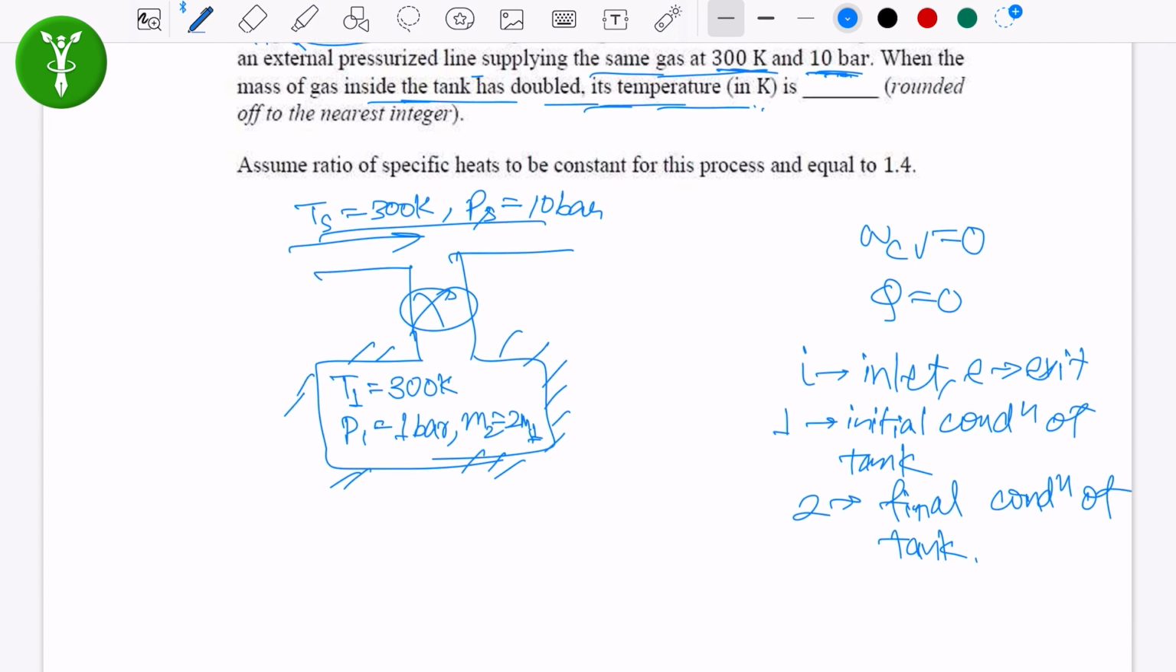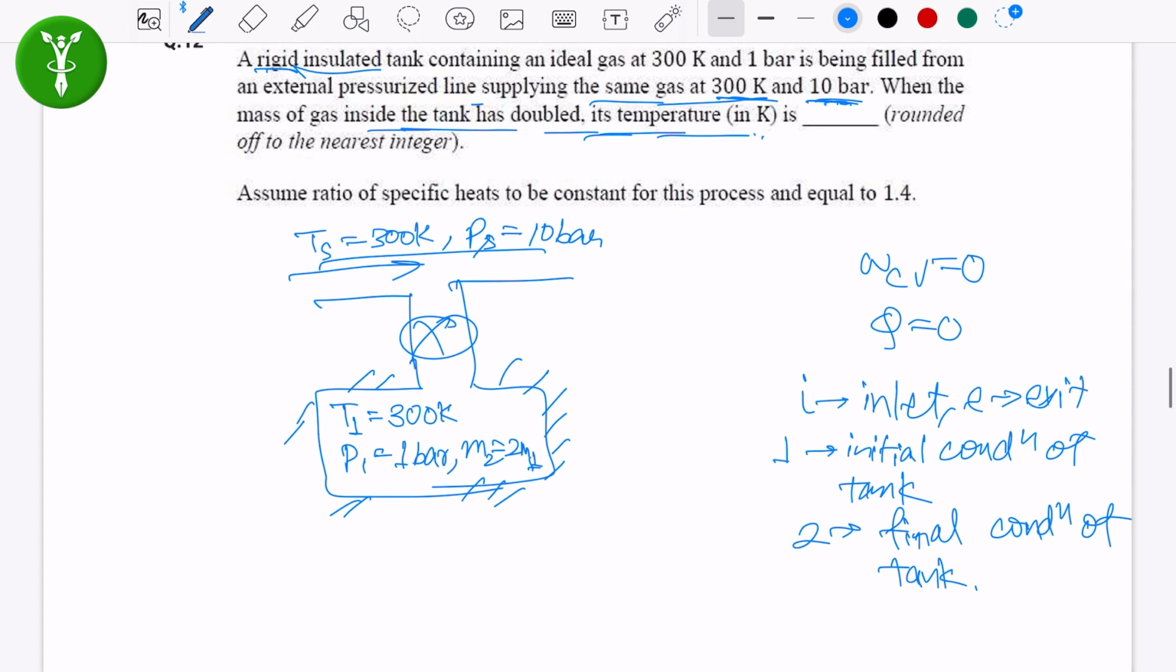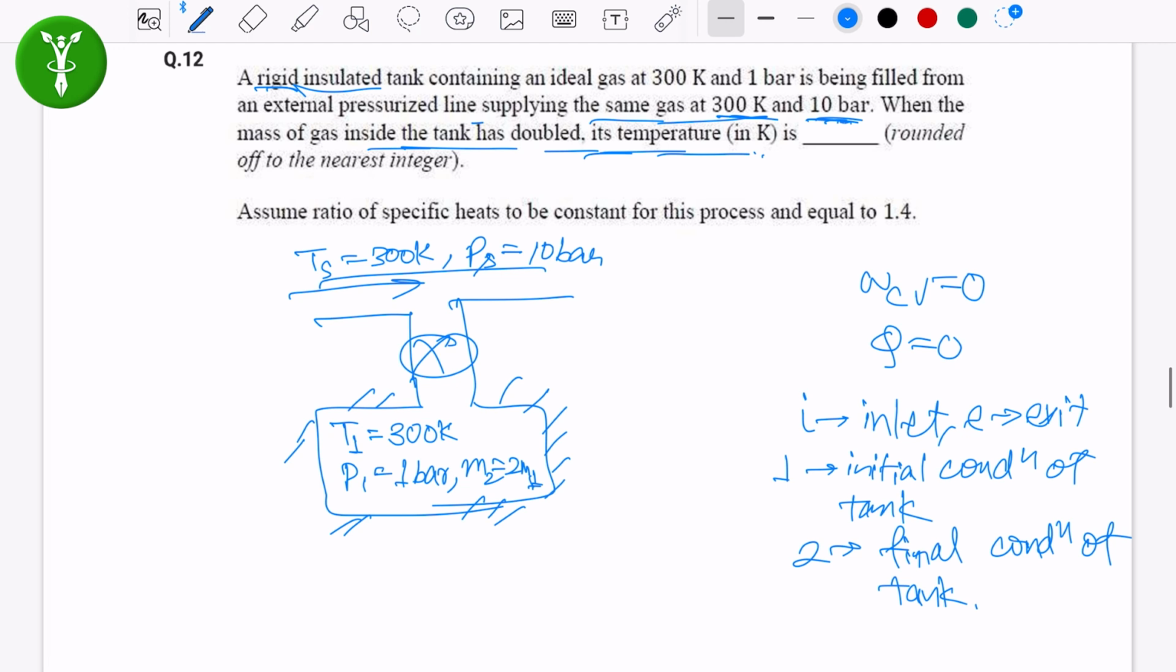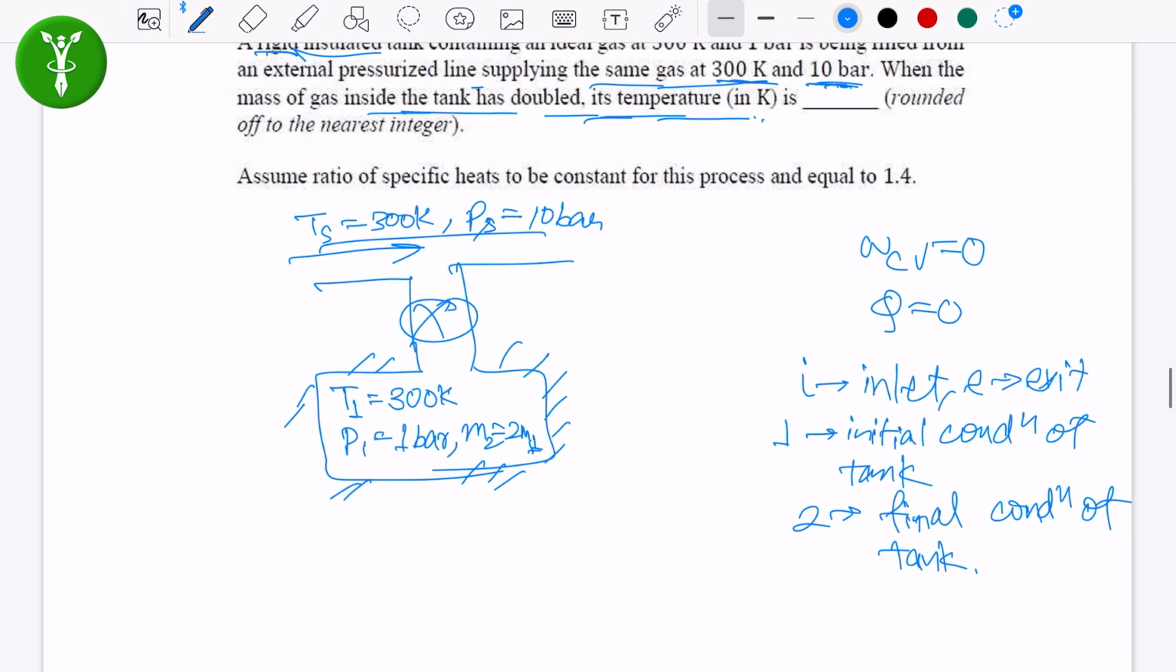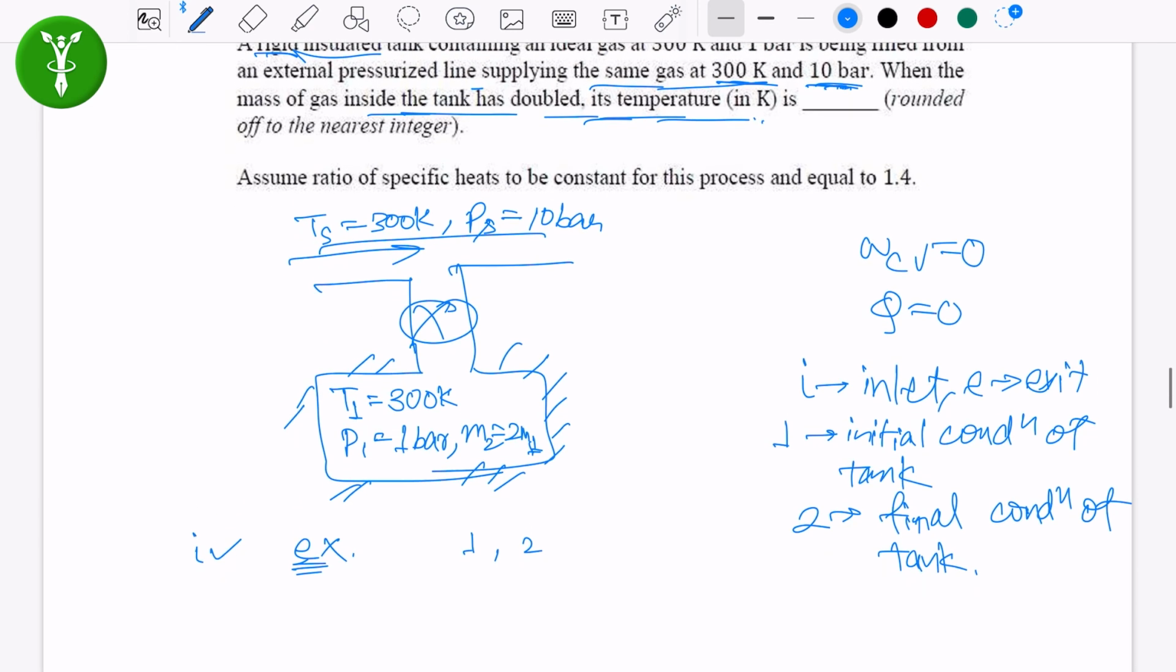Why have I used these notations? Because there are only two equations that will help you solve the problems related to unsteady process. So here only the inlet is there, no exit. So the exit term or exit properties will become 0. One is the initial condition and two is the final condition of the tank. Now let's solve the problem.